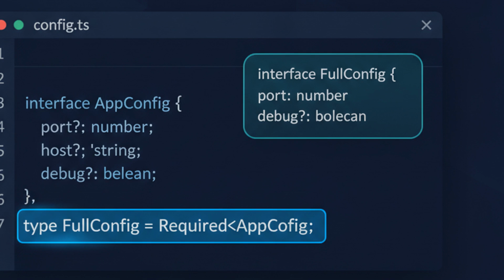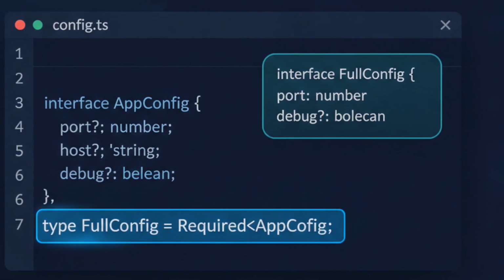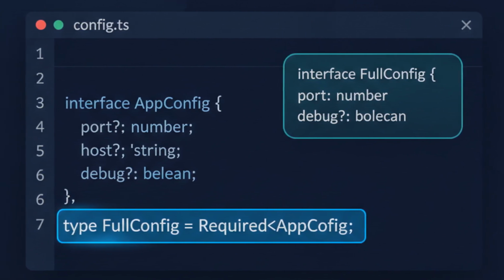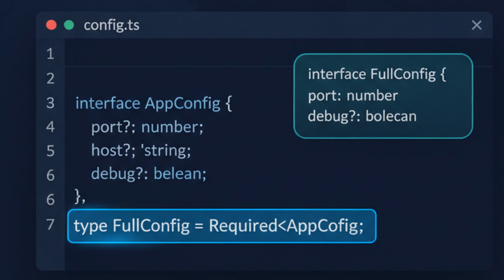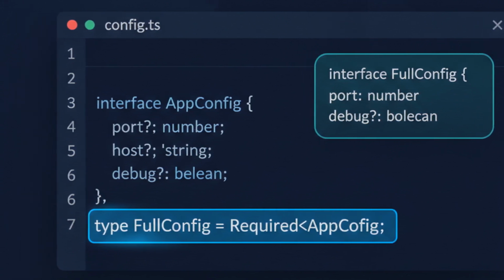Required is partial's mirror image. It takes a type and makes every property mandatory, stripping away all the optional question marks. This is perfect when you have a loose config object with optional fields. But at some point in your code, you filled in all the defaults and you want TypeScript to know nothing is missing anymore. You're upgrading a half-filled type into a fully filled one.